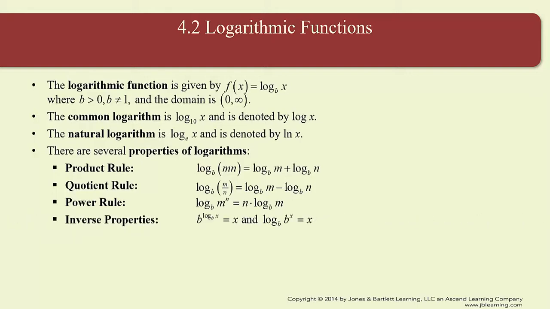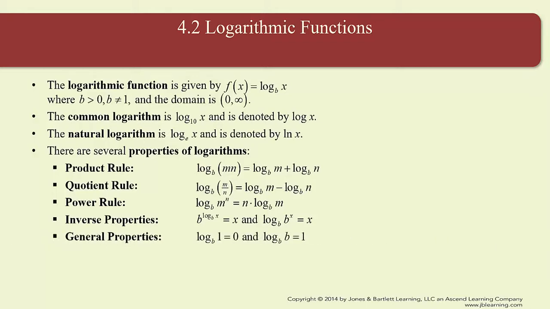Okay, now the inverse properties say b raised to the log base b of x equals x, and log base b of b to the x equals x. Those two properties are a direct result of the fact that the function b to the x and the function log base b of x are inverses of each other. So if you have f of x equals b to the x and g of x equals log base b of x, and you do the composition f of g of x, and you do the composition g of f of x, both those compositions have to end up being x because they're inverses of each other.